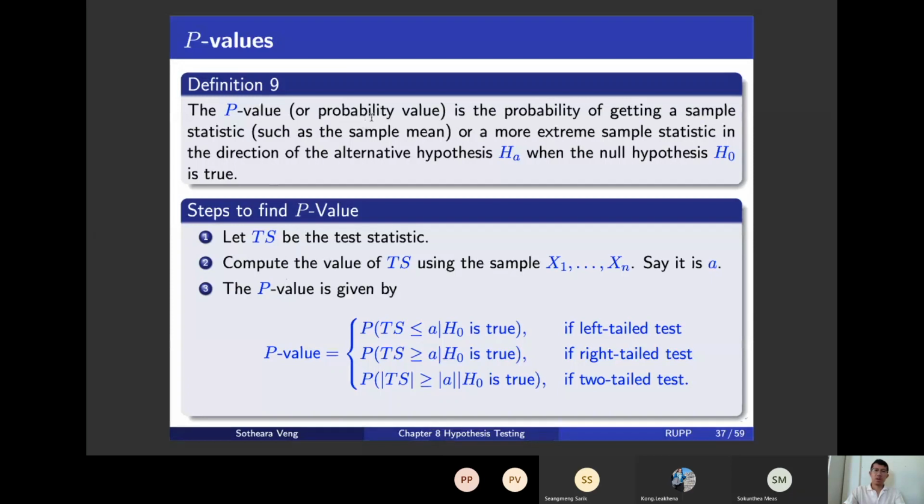Okay, p-value is the probability value. Okay, it's the probability value, and what kind of probability is it? It is the probability of getting the sample statistic, okay, in the direction of the alternative hypothesis HA or H1 when the null hypothesis H0 is true.